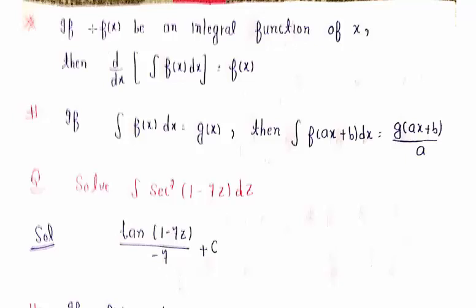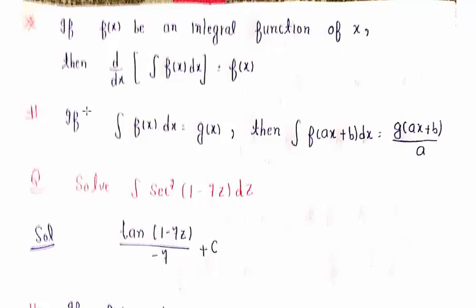The first result is that if f(x) is an integral of a function of x, then d over dx of the integration of f(x) dx is equal to f(x). This result says that the derivative and the integration cancel out and we are left only with the function f(x), because derivative and integration are reverse of each other.